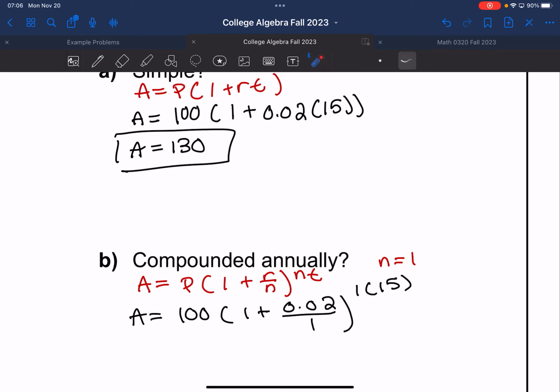Again, plugging this into your calculator, you may need these extra parentheses here. But since our N value is 1, we don't really need to divide by 1 here. You could just do 1 plus 0.02. For here in your calculator, you should get 134.59.